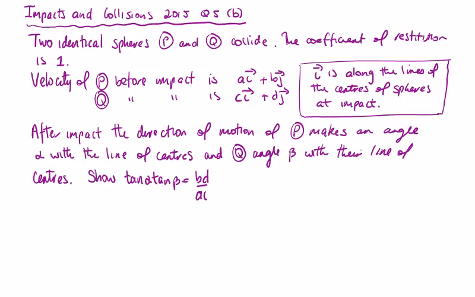After impact, the motion of P makes an angle alpha with this line of centers, and Q an angle beta with the line of centers. Show tan alpha tan beta is BD over AC, and we are given the following diagram.